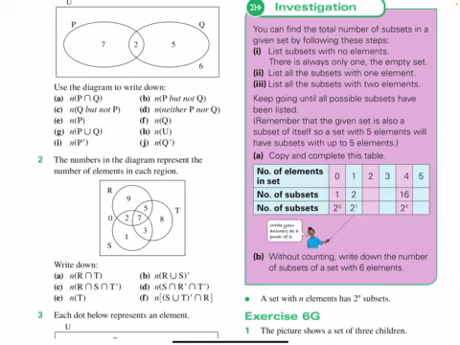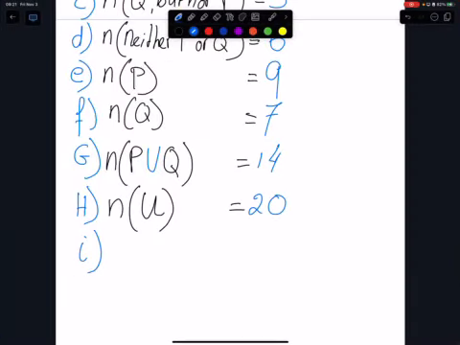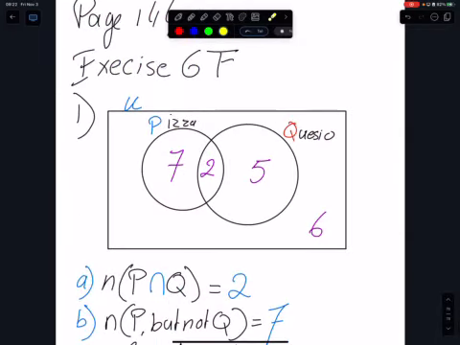And P apostrophe, the complement of P. Now what is the complement of P? That means everyone that's not in P. So this is P, and I want everyone else that's not in P, which is these 11 people. Everyone not in P.